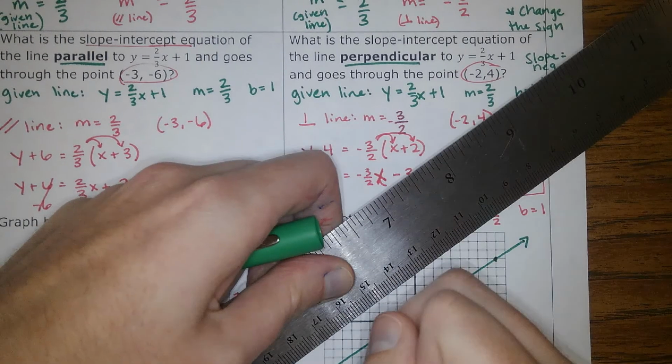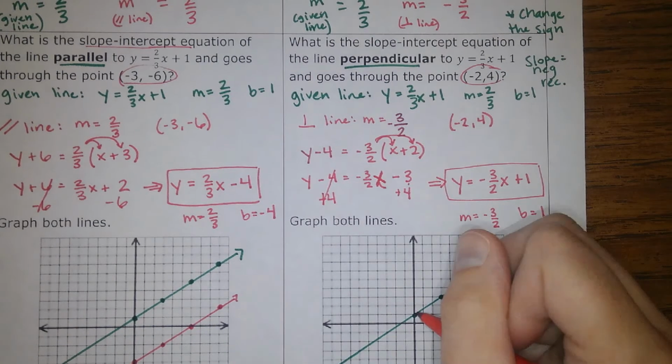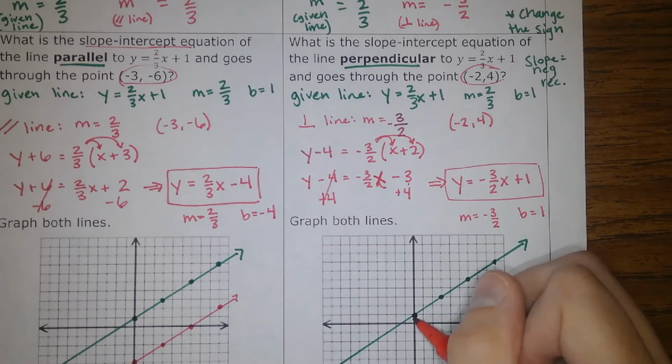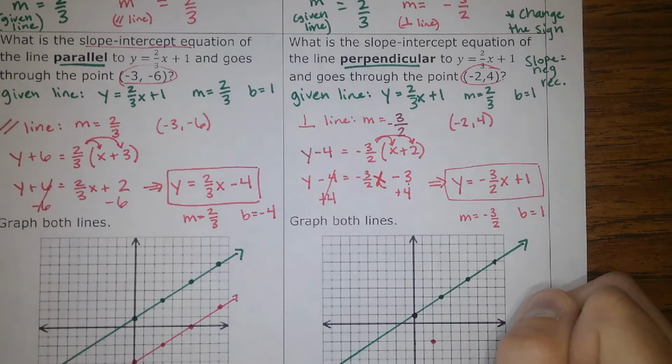Okay. And then our perpendicular line, let's see here. The y-intercept is also right here at 1. But this time our slope is negative 3/2. So now we go down 3, to the right 2. Down 3, to the right 2.